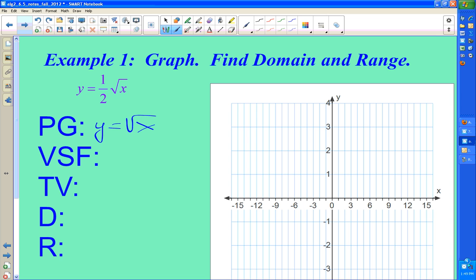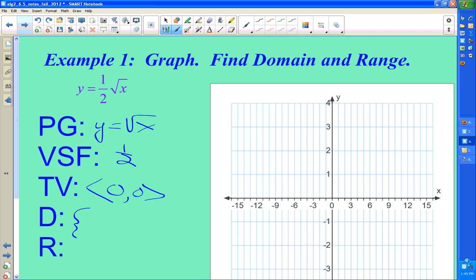Square root of x. Vertical stretch, 1/2. Translation vector, 0, 0. Very good. If there's no plusing or minusing, the translation vector is 0, 0. We stay at the origin. And domain and range, I usually wait till I can see it, but on this one you might know it just by looking at it.